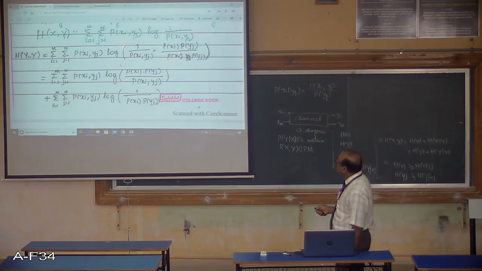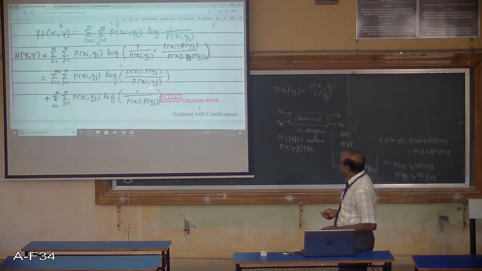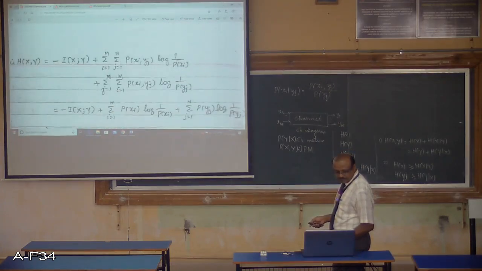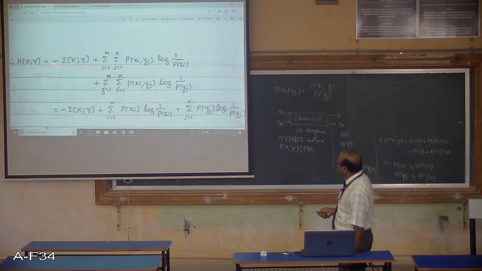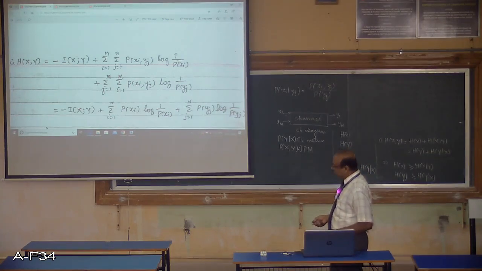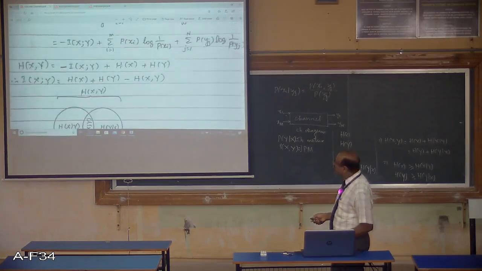And to this, mathematics is applied. This thing is like a into b, log ab, and log ab is log a plus log b. So that concept is applied. One ratio is p of xy divided by p of x into p of y. The other ratio is this. So a is this, b is this, so log a plus log b. And with that, the first summation comes out to be I of XY, the second summation is H of X, and the third summation comes out to be H of Y. And accordingly, we can represent this.